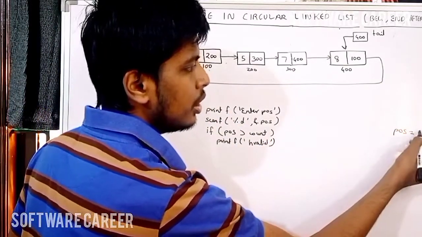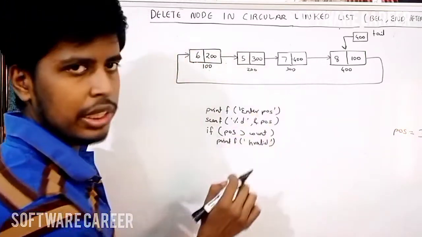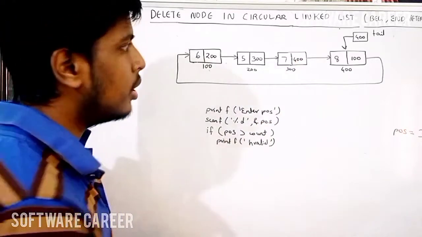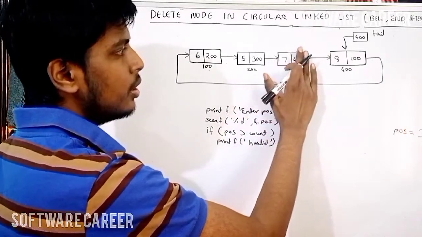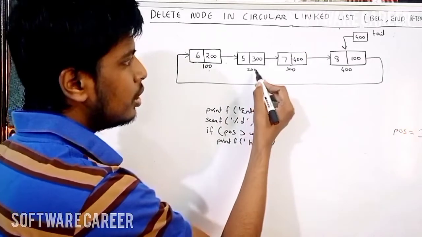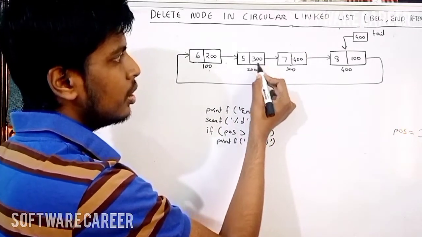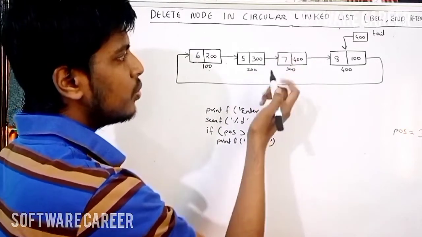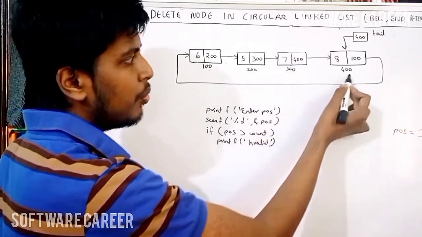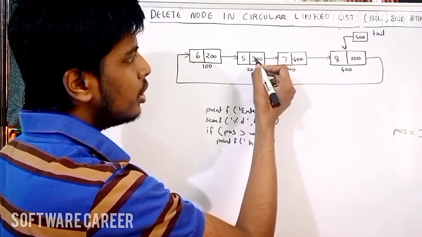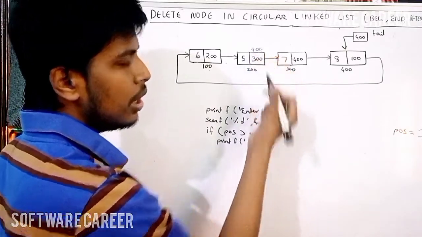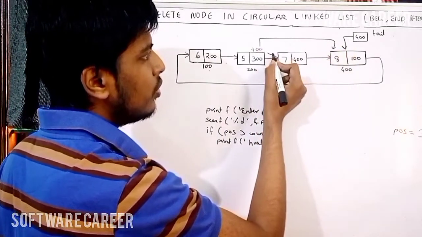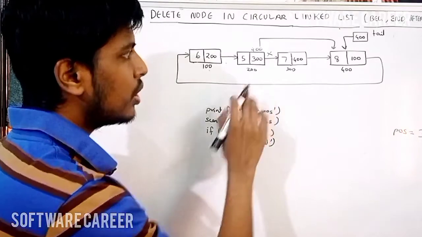So if the user enters position 3, the third node should be deleted. This node 300 should be deleted. Now how to delete this node? Let's see. If 300 is deleted, then in the pointer part of 200 I should store the address of the next node. What is the next node of 200? It will be 400. So I should store 400 in this pointer, like this. So this pointer will point towards this node. Now this link will get cancelled. So this is the first step.